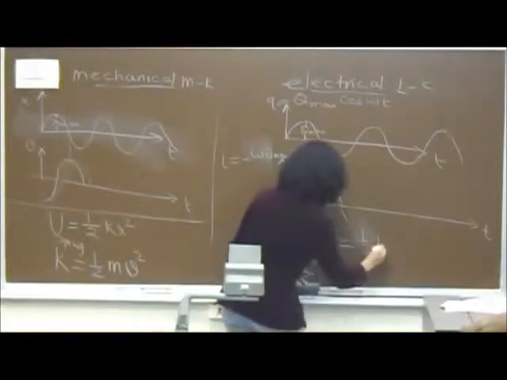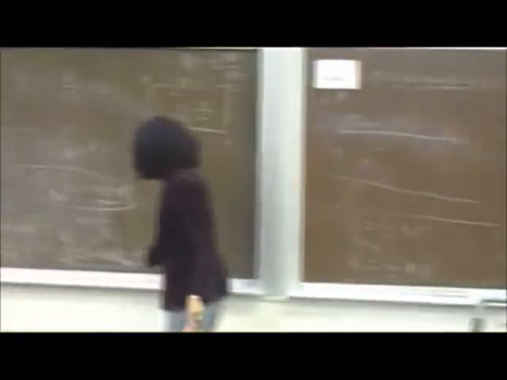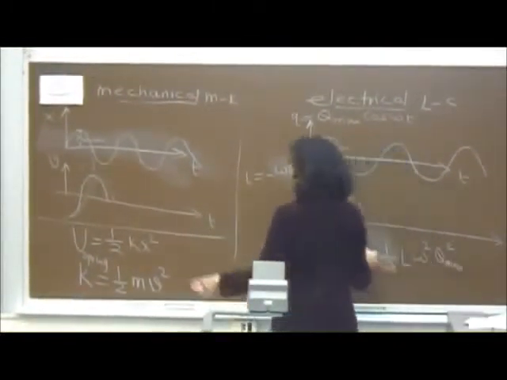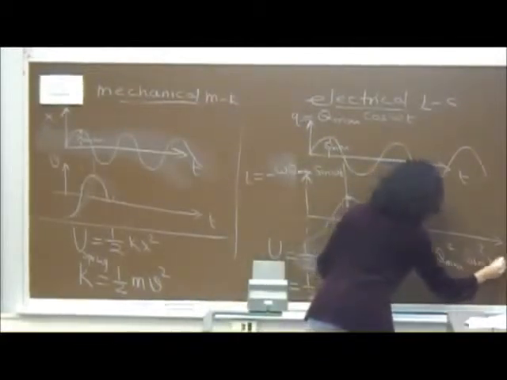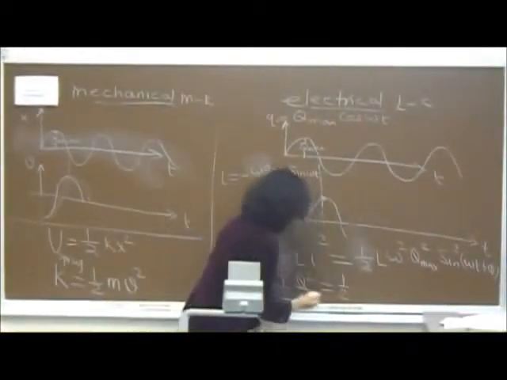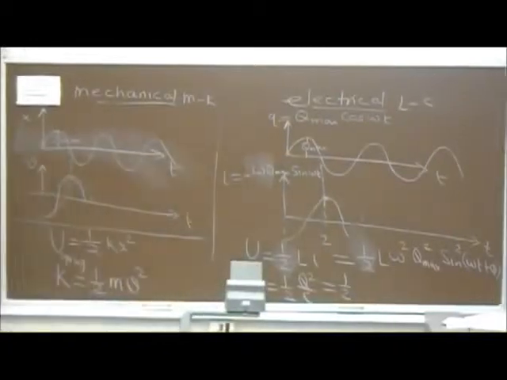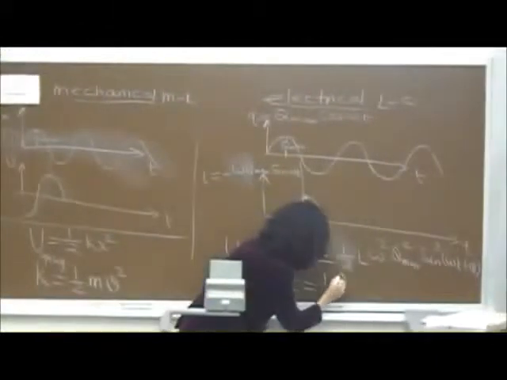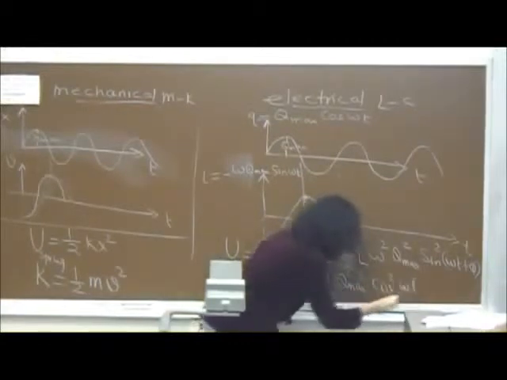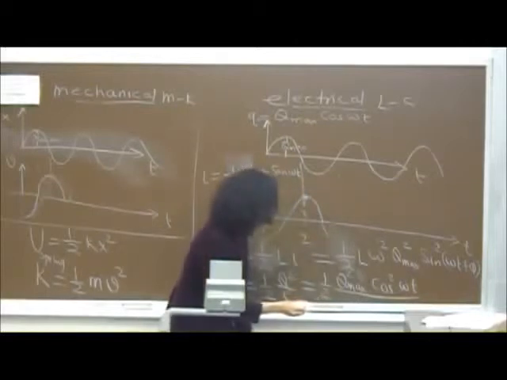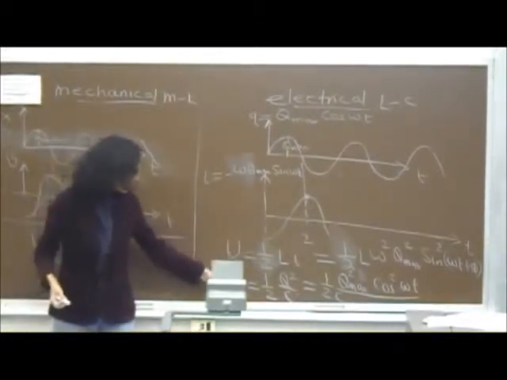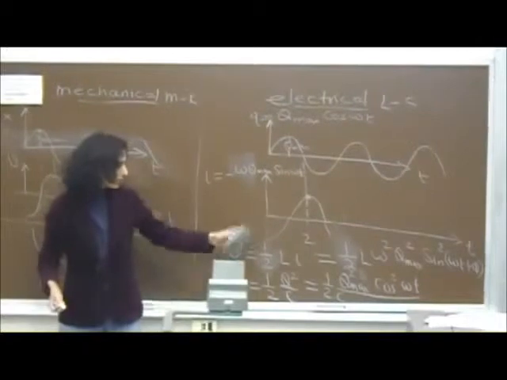So this can be in general written like this: half L, and I is this, omega square Q max square times sine square omega t plus phi. And here, this should be equal to half Q square, which can be written as Q max square times cosine square omega t, divided by C. This C is still there. Remember 2C? So one thing that you see is that the energy stored in the inductor and capacitor, are they out of phase?